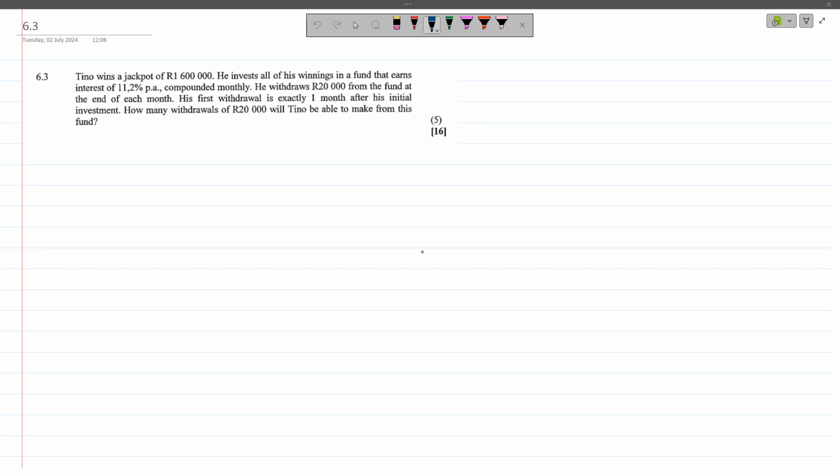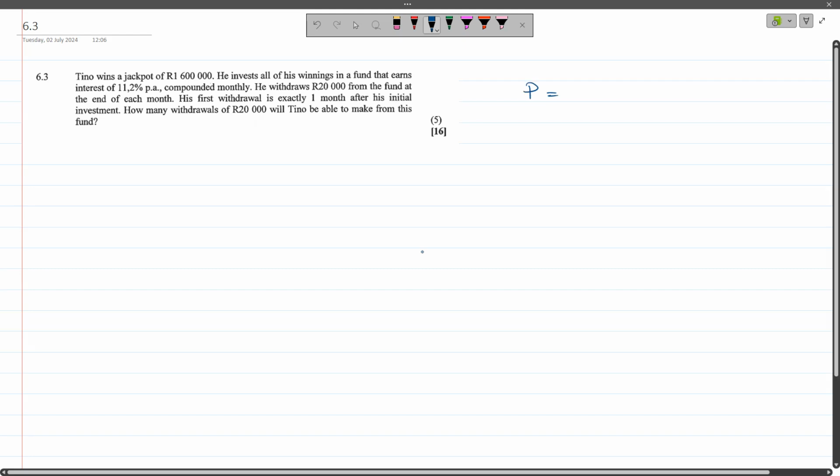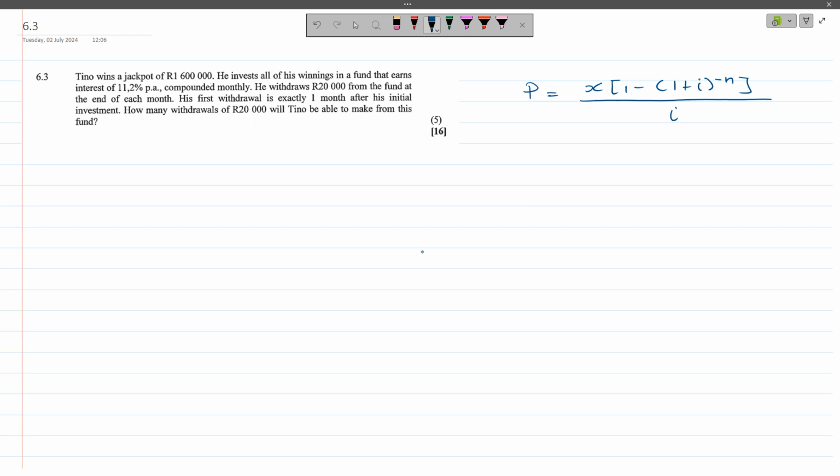The present value formula is P is equal to X bracket 1 minus (1 plus i) to the power of minus n, all over i. Then what we are trying to solve for here is n. So it's in our best interest to try and make n the subject of the formula, despite how difficult it may seem. It is for the better, since we don't like working with numbers before we necessarily have to.